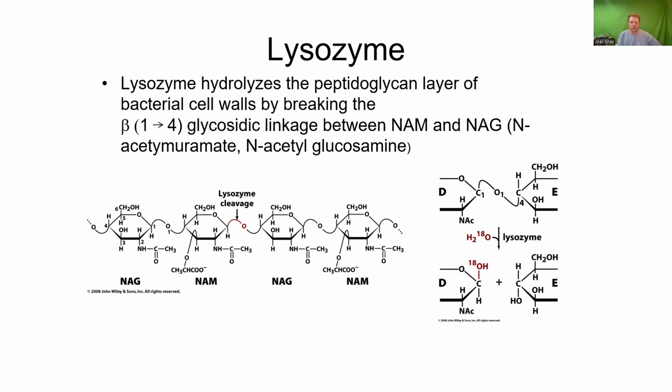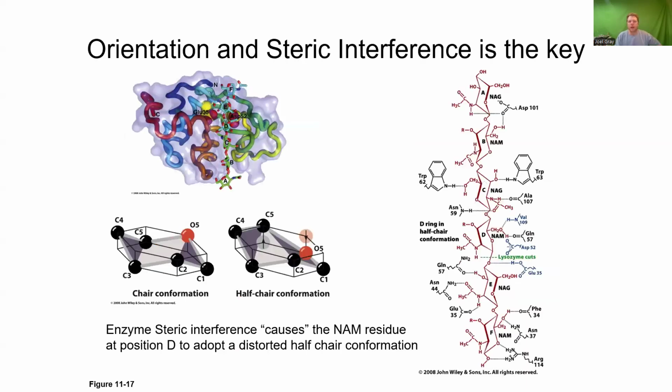It breaks these glycosidic linkages, beta 1,4 glycosidic linkages. Those are the bonds between sugars. So it's a beta linkage between this sugar and this sugar, N-acetylmuramate and N-acetylglucosamine. Okay, cool.